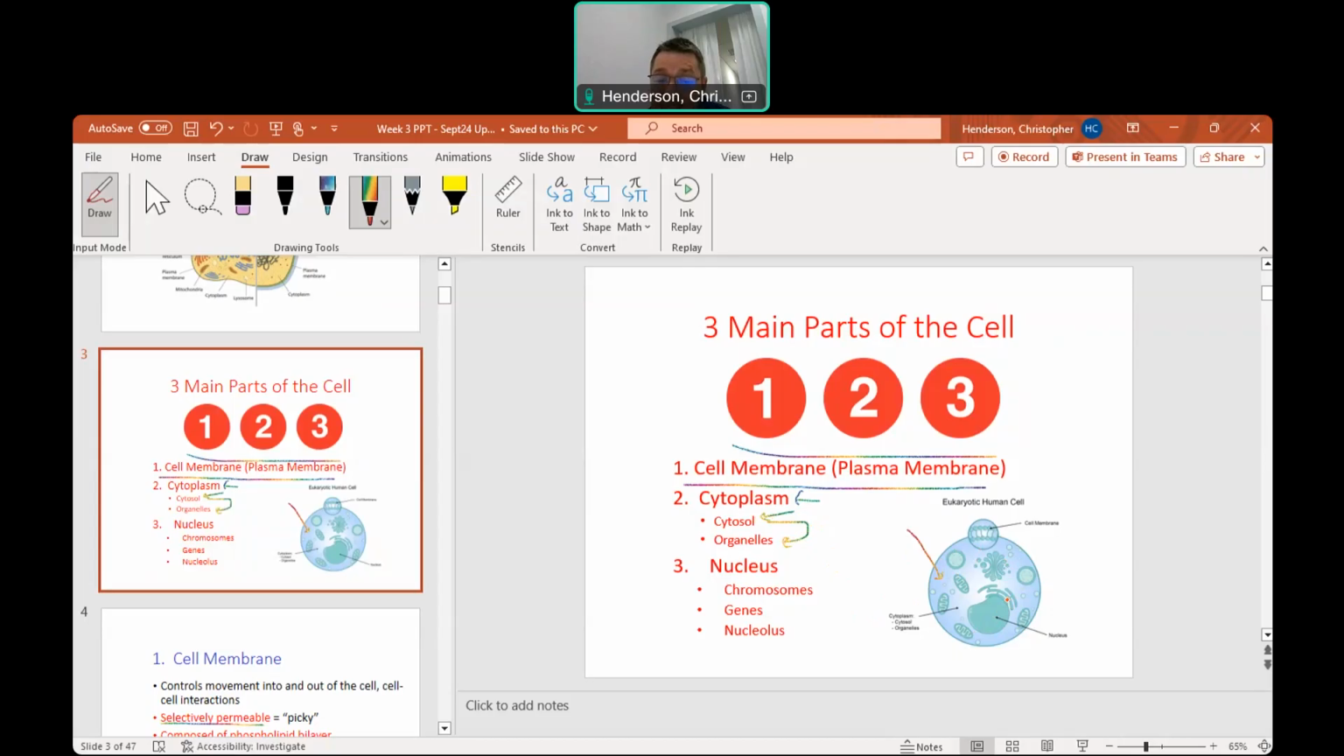Then inside, you're going to have the nucleus, and the nucleus is going to be the home of our DNA.